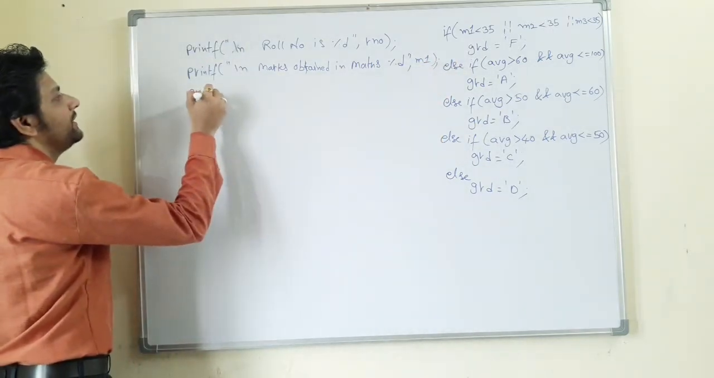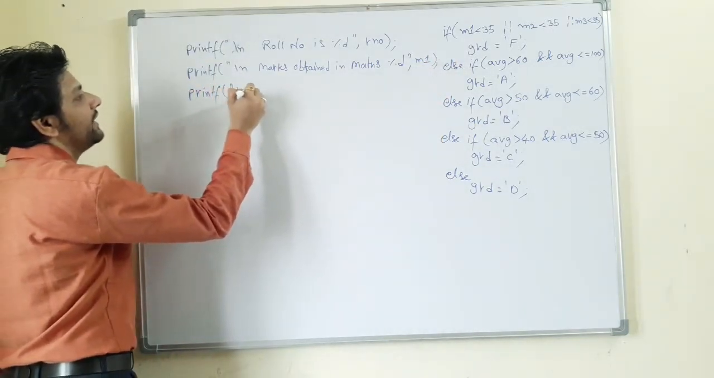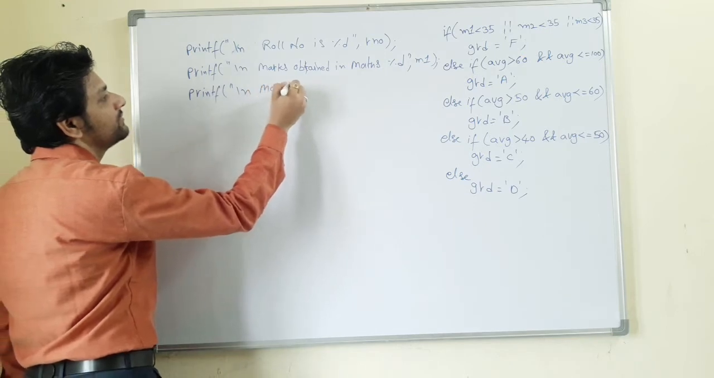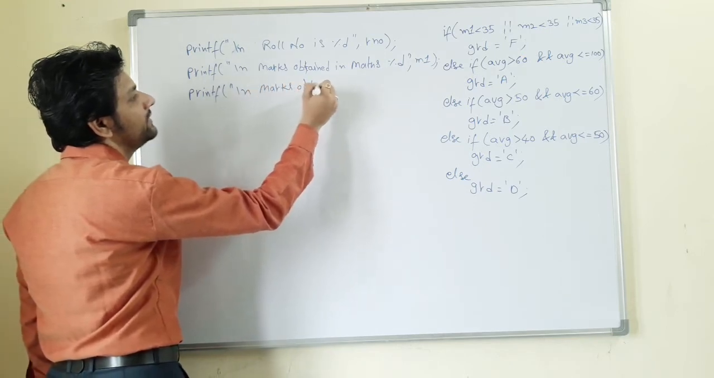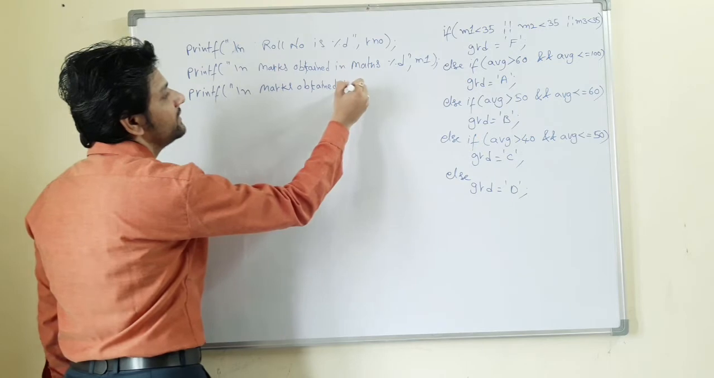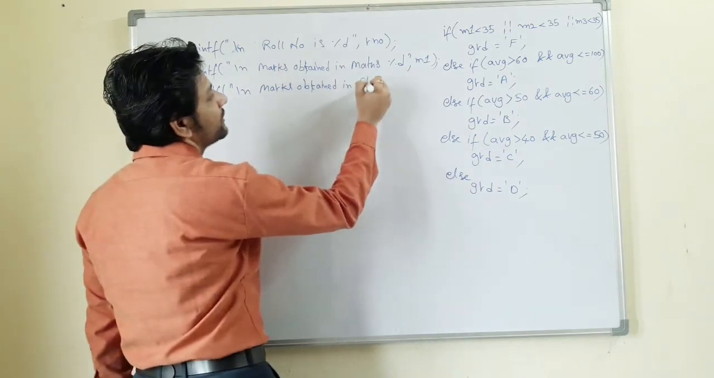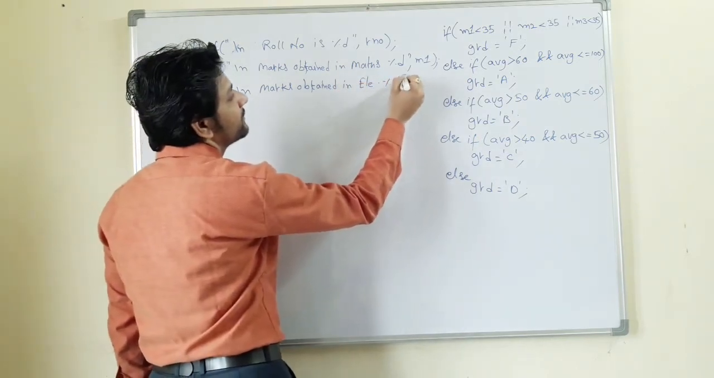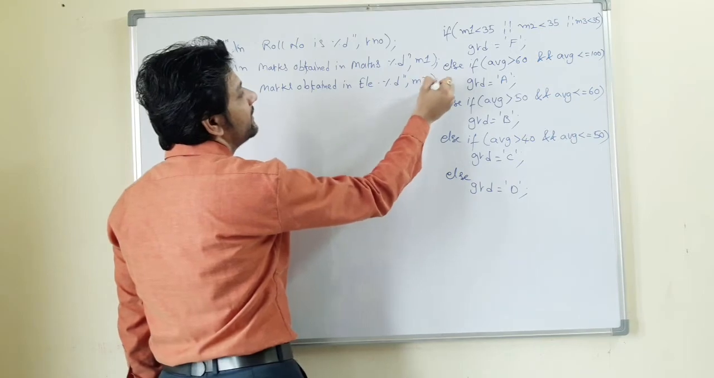Next printf \n marks obtained in electronics, %d, comma, m2.